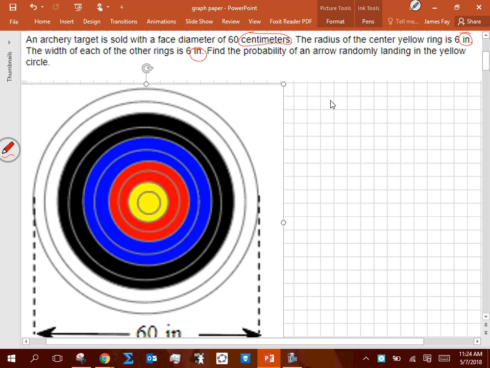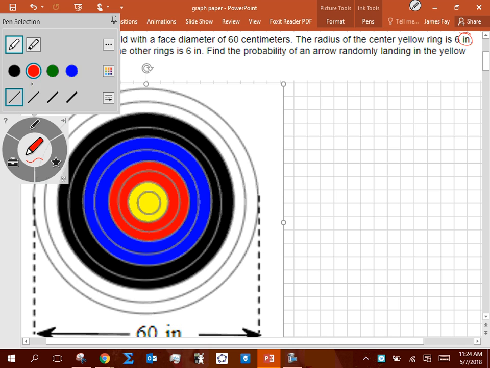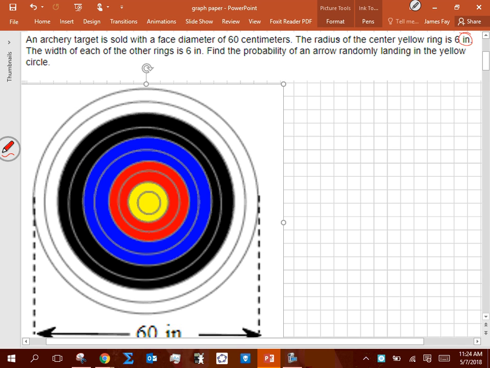If you totally neglected units, I think you probably get this right. If you pay attention to units, you probably get it wrong. So let's just go through it and neglect units right now. It says the radius of the center ring is 6 inches. The width of each of the other rings is 6 inches. Okay, so they're saying that is 6 inches right there, correct?